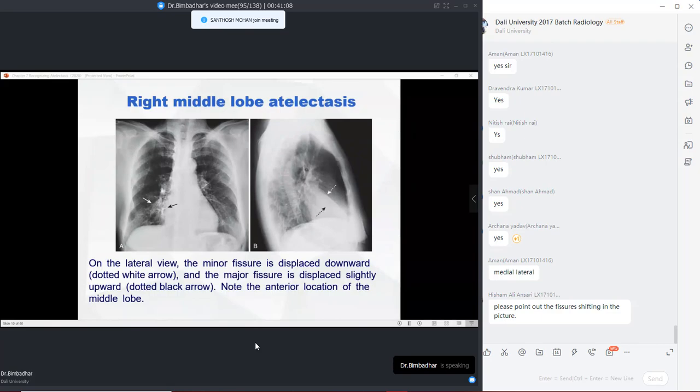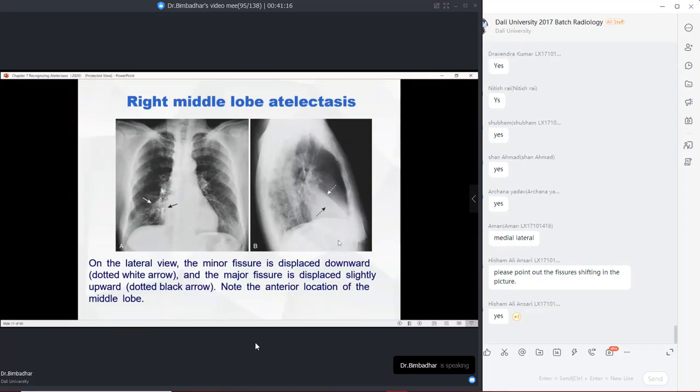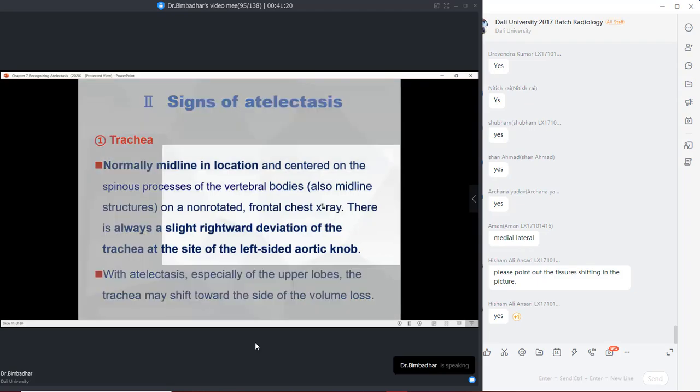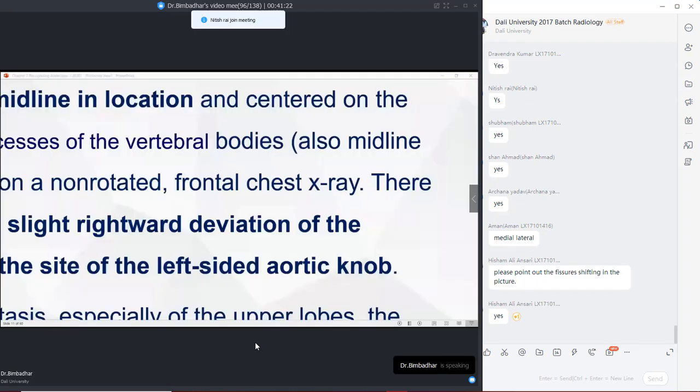Hisham, is it clear now? Can you see it? Yes, no, yes. So did your doubts get cleared? Is it clear for everyone?